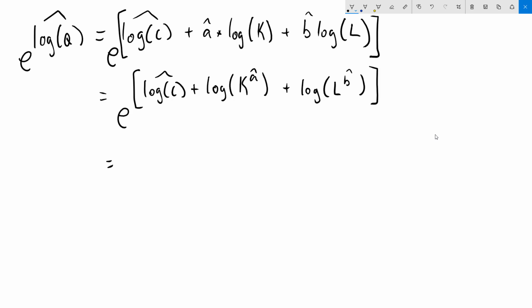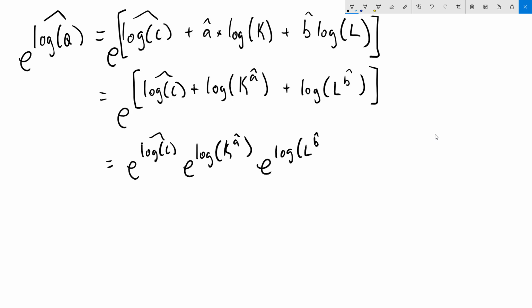We're going to use exponential rules to note that we have e to the log of c hat times e to the log of K to the a hat times e to the log of L to the b hat, all these multiplied.